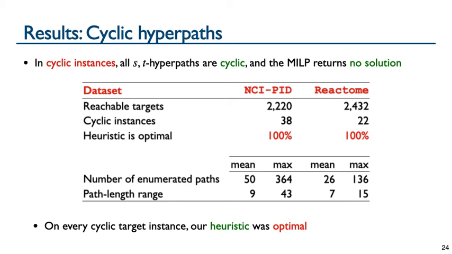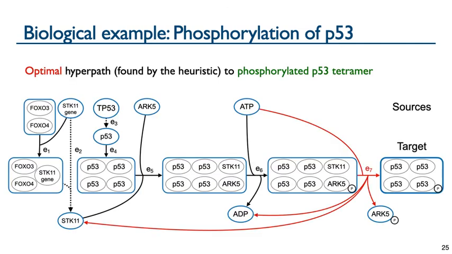I will now highlight one of these cyclic instances so you can get a feel of what these shortest hyperpaths look like. Here we show the shortest hyperpath to the phosphorylated p53 tetramer, which shows the activation of p53 in the cell. Here, the sources are along the top of the figure, which are the vertices in the hypergraph with no in-edges, so we assume that they are already present in the cell. The target is on the right, the phosphorylated p53 tetramer.